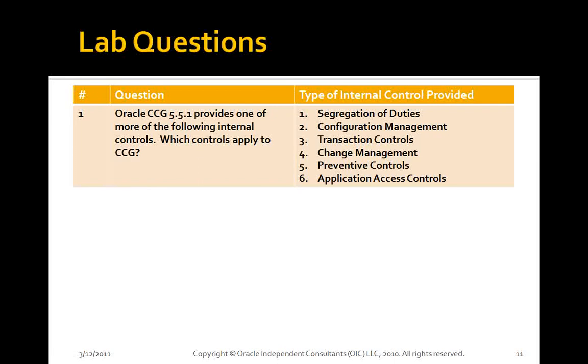The correct answer is number 2, configuration management, and number 4, change management. Oracle CCG provides the tools that you need to implement, monitor, and manage these internal controls. Oracle Application Access Controls Governor provides segregation of duties and application access controls. Similarly, Oracle Transaction Controls Governor provides transaction controls.